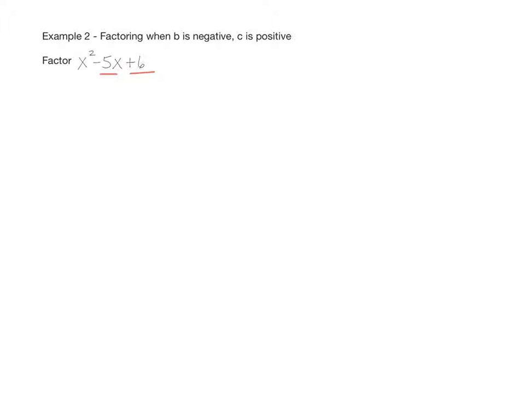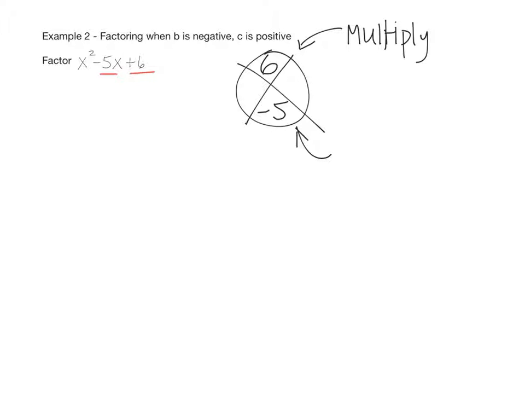In order to do this type of problem, we can still use the same methods we learned yesterday. We want to come up with two numbers that multiply to 6 and add to -5. Remember, our top number is what the two numbers multiply to. Our bottom number is what those same two numbers add to, which is -5.